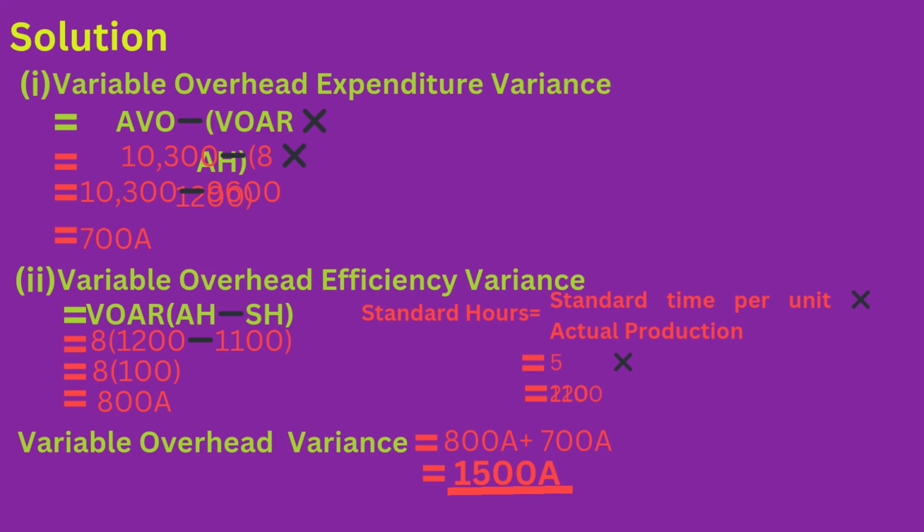So the variable overhead variance will be equal to the variable overhead expenditure variance plus the variable overhead efficiency variance, which will be 800 adverse plus 700 adverse, which will be 1,500 adverse.